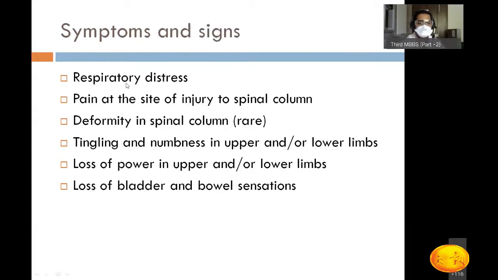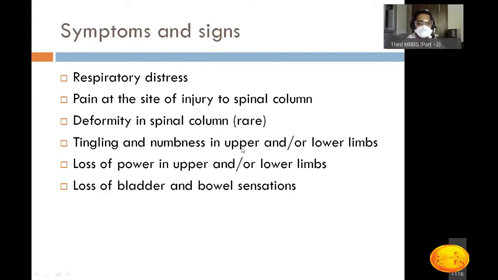Early symptoms of patients with spinal injury are respiratory distress. Respiratory distress is common in patients having higher injuries, like cervical or higher thoracic level injuries. Then pain at the site of injury to the spinal column. Deformity in the spinal column is rare to find.